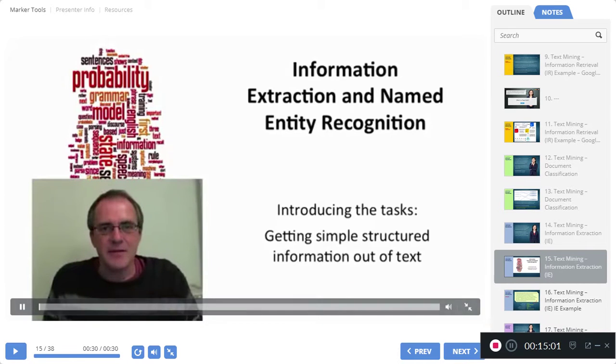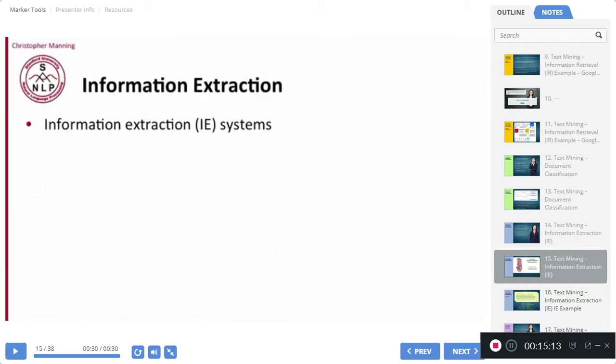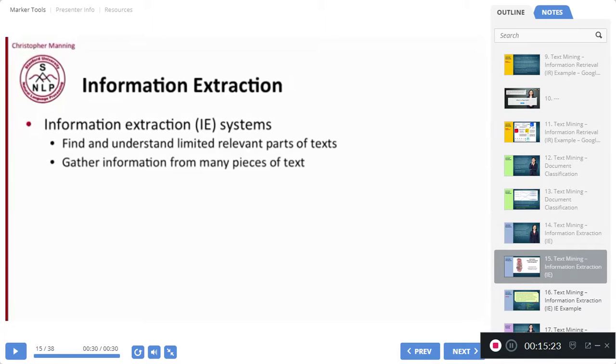Hi, in this segment I'm going to introduce the two tasks of named entity recognition and information extraction, methods for getting simple structured information out of text documents. Let's start with information extraction. The goal of information extraction systems is to find and understand limited relevant parts of a text. And normally we're going to run it in a context where the system gathers information across many pieces of text.